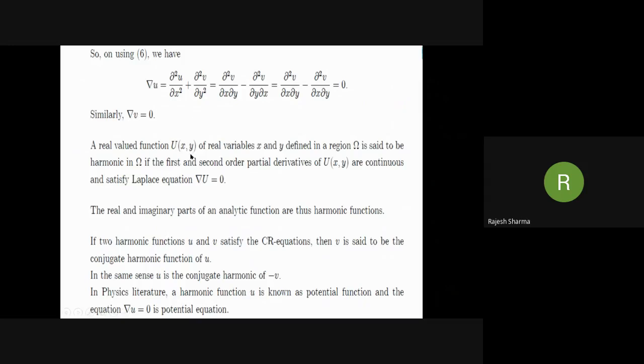Now, a real valued function u(x,y) of real variables x and y defined in a region omega is said to be harmonic if its first and second partial derivatives are continuous and satisfy Laplace equation. So, the real and imaginary parts of analytic functions are harmonic functions. If two harmonic functions satisfy CR equations, then v is said to be conjugate harmonic of u. And in the same sense, u is conjugate harmonic of minus v. In physics literature, and in particular in electrostatics, a harmonic function is known as a potential function. And this Laplace equation is the potential equation.